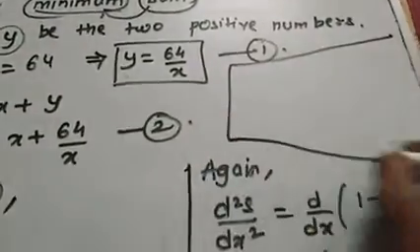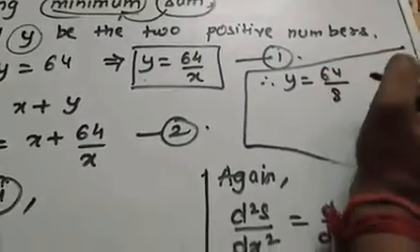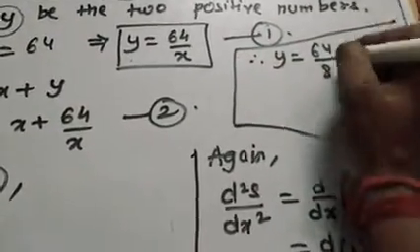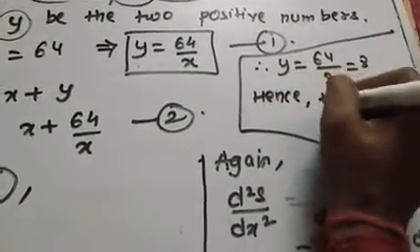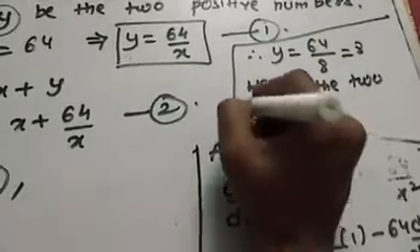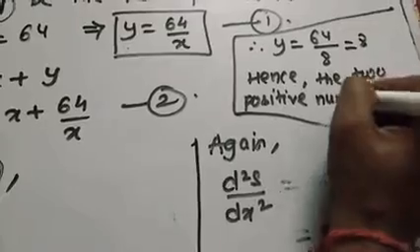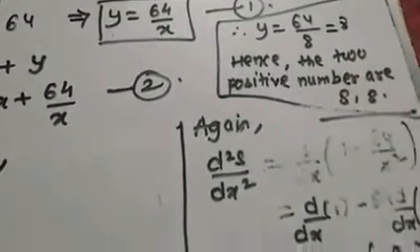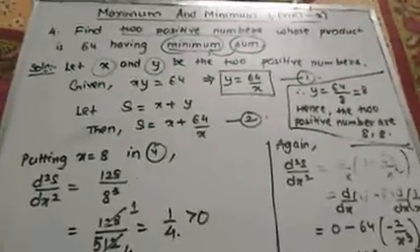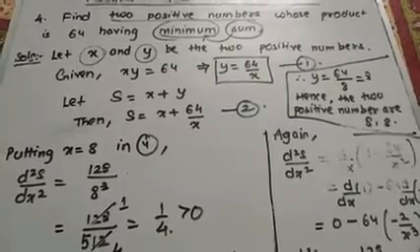So then you write after that, therefore y equals 64 by 8, because x value is 8. So 64 by 8 is 8. Hence the two positive numbers are 8, 8. Finish. This is the conclusion. So this was the question. Clear? Now let us proceed to question number 5.